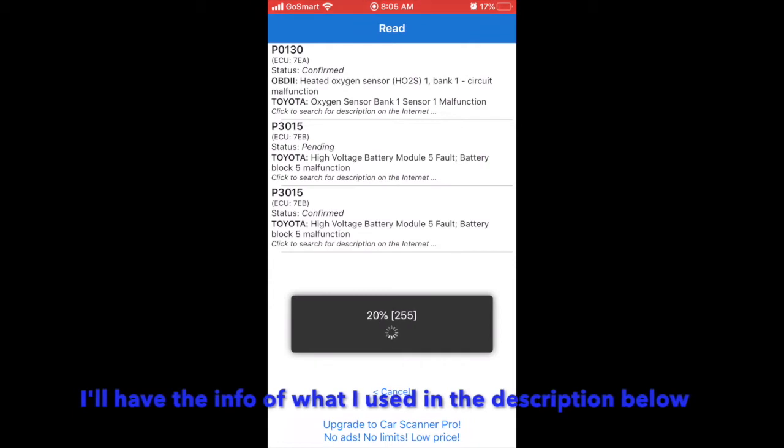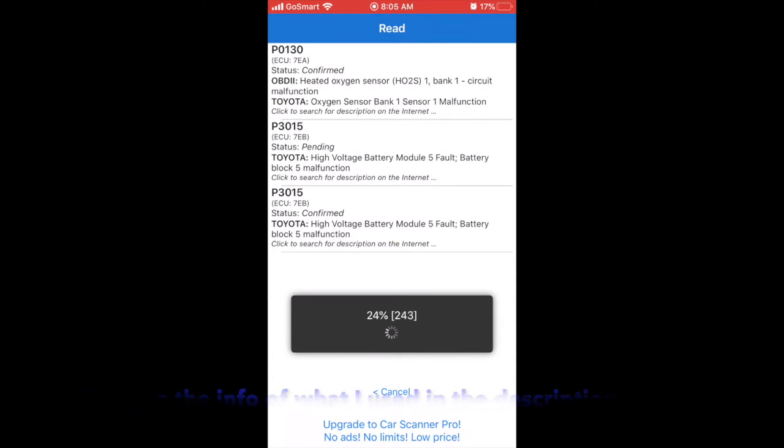High voltage. Looks like block 5 heated oxygen sensor. Right. Looks like P0113, P3015.